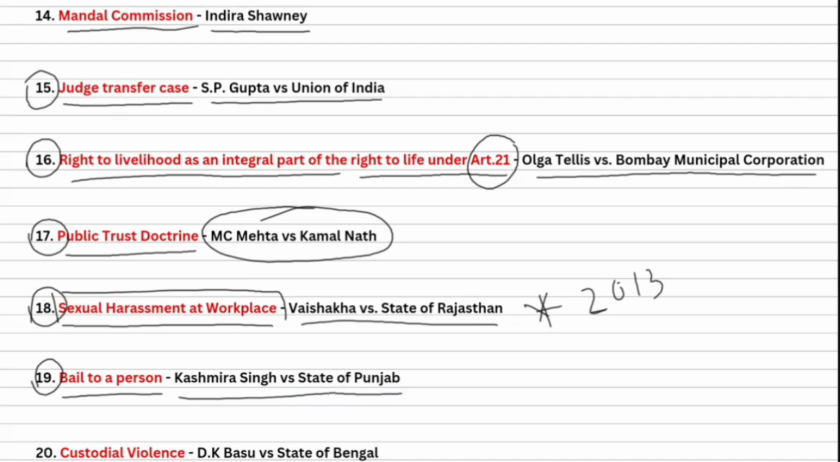The next case is the bail to a person, Kashmira Singh versus State of Punjab. This case ruled that bail should be granted unless there are strong reasons to refuse it.